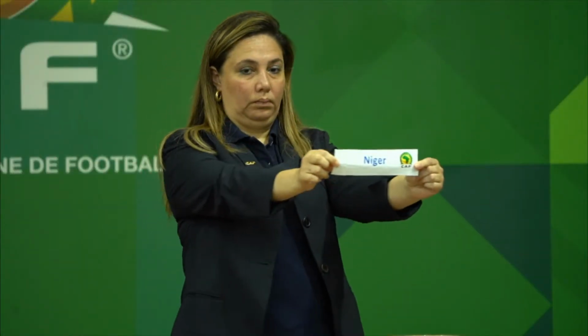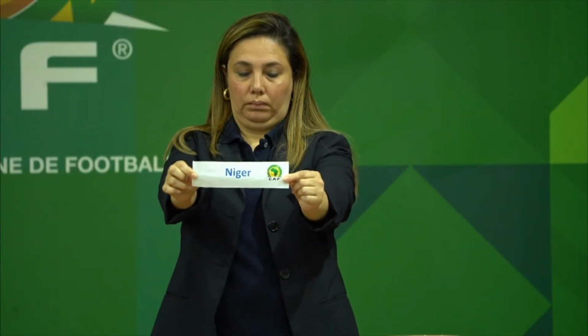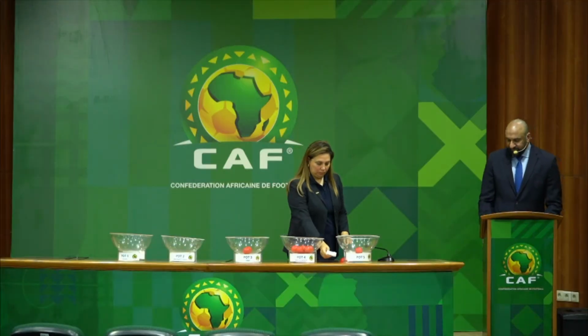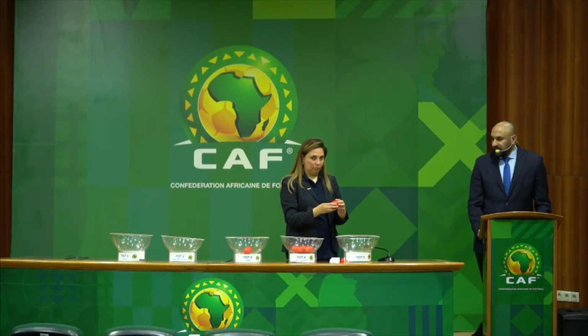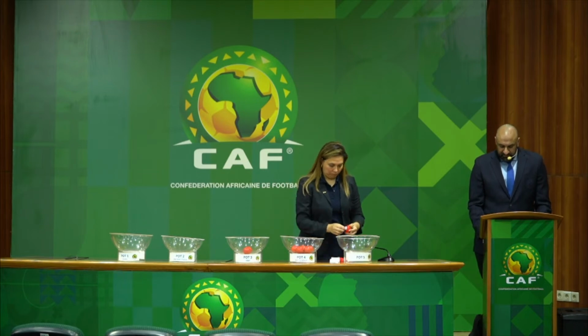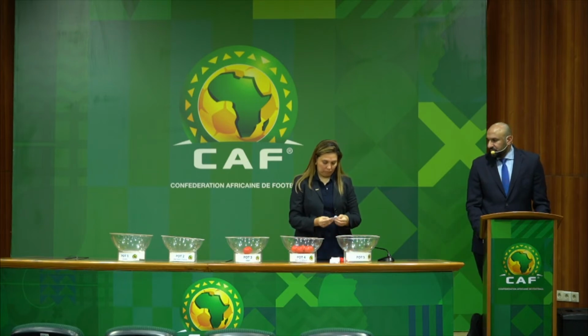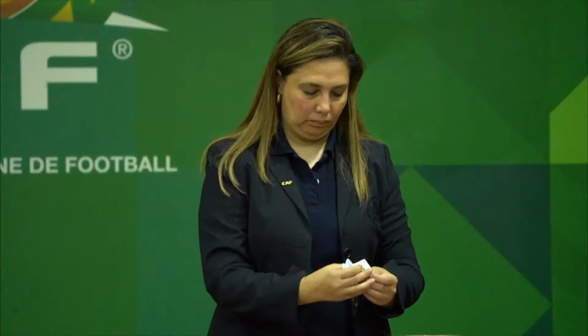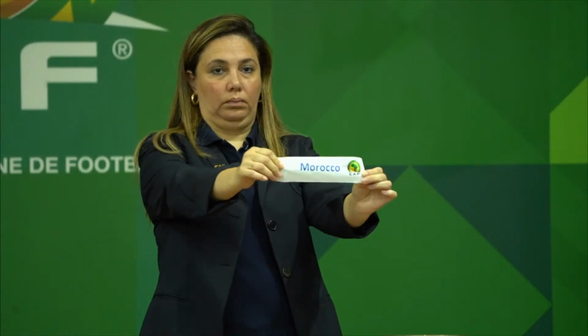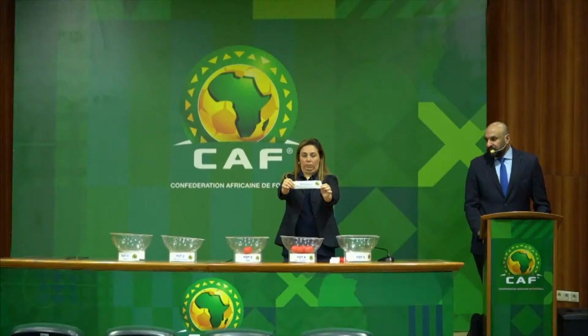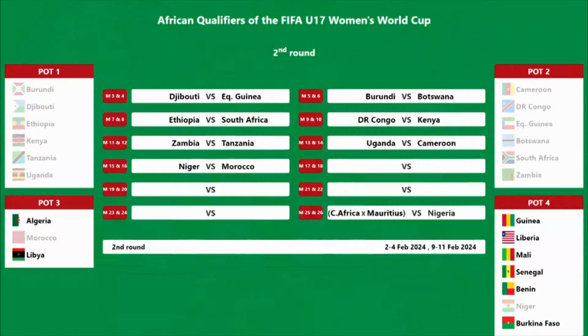Niger. Niger was eliminated in the third round of the previous qualifiers. And they will play against Morocco. Morocco also qualified to the last World Cup, big achievement, and they are trying to repeat their achievement again. They will play against Niger in this first round. The first leg will be played in Niger and the second leg in Morocco.